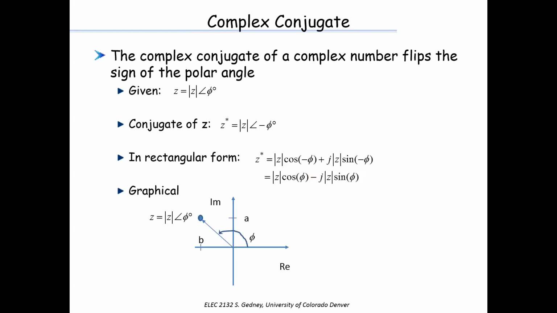Graphically, if I have my z with angle phi, as we did before, it should be positive b, negative a. I take the conjugate of that, and I just negate the angle. So what I do is simply negate the imaginary part. It's not a 180 degree rotation. It is negating the angle, or negating the imaginary part. So the red dot here is the conjugate of the blue dot.